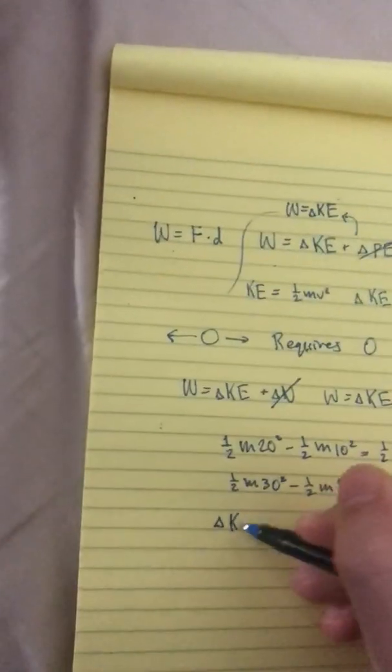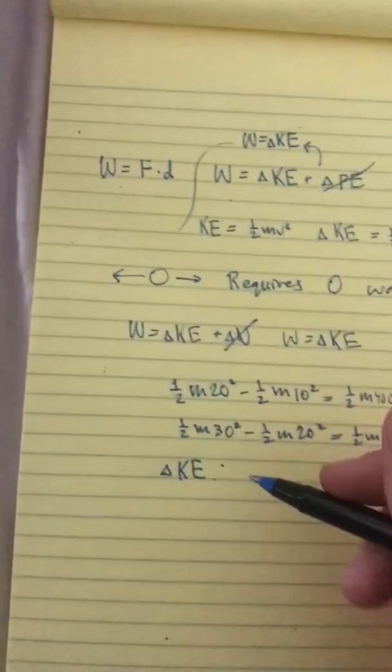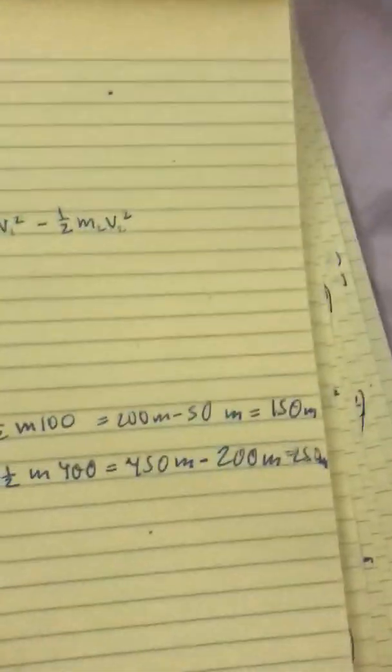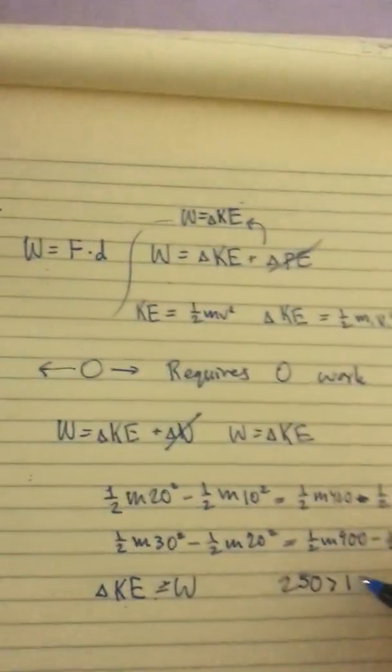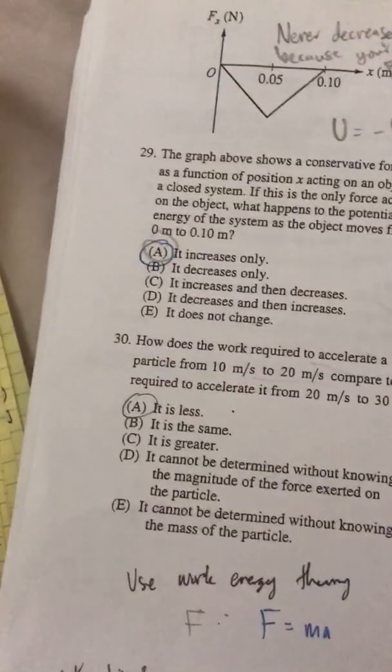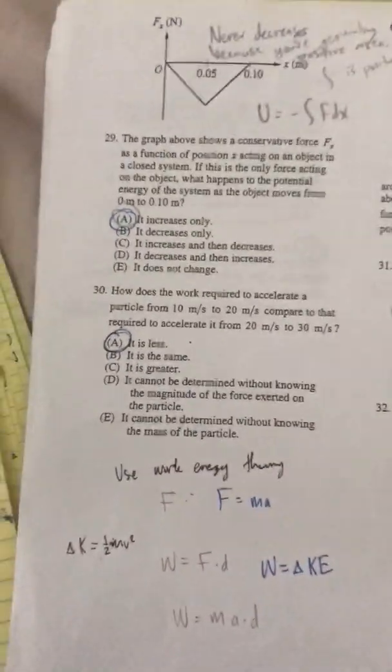So that means the change in kinetic energy is equal to work. So when it's going from 20 to 30, it's 100 greater because 250 is greater than 150. So now we can see the relationship between 10 to 20 compared to 20 to 30. We know 20 to 30 requires more work. So we can say the 10 to 20 requires less, which is A. And that's the video.